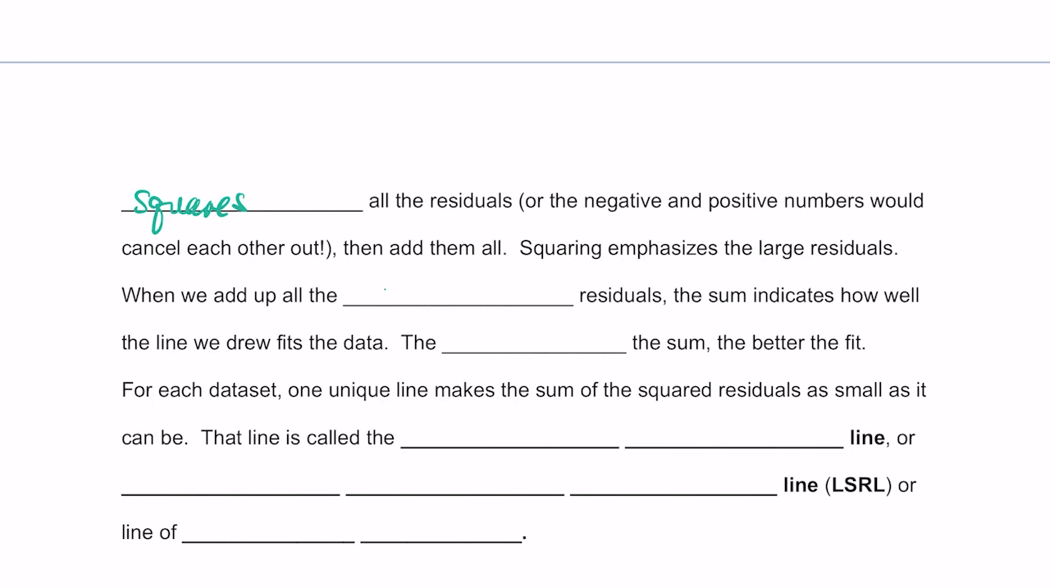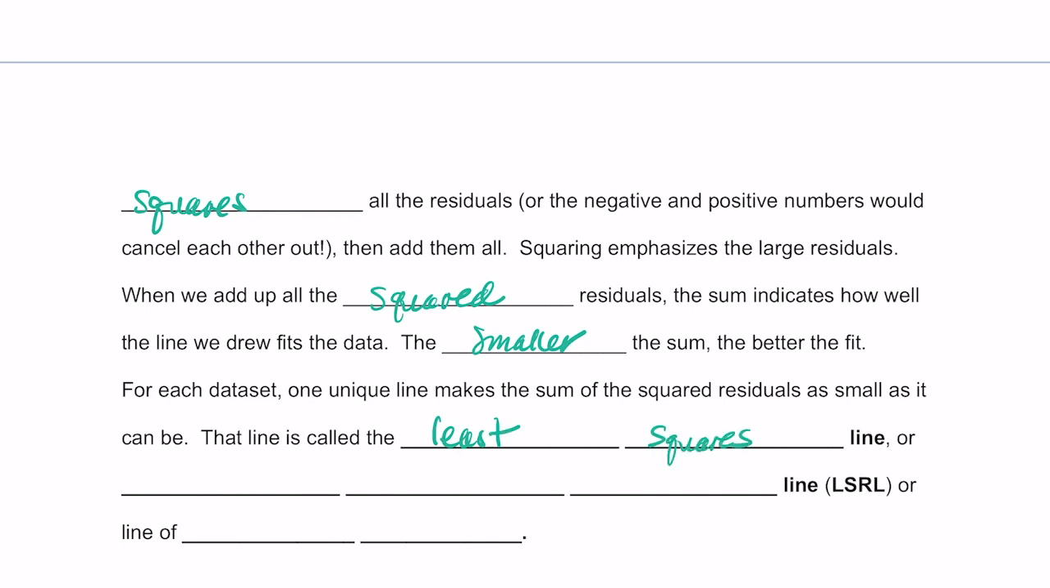And when we add up all the squared residuals, the sum indicates how well the line we drew fits the data. The smaller the sum, the better the fit, because we want those distances to be as small as possible, since that means the line got really close to the actual or observed values. For each data set, one unique line makes the sum of the squared residuals as small as it can be. And that line is called the least squares line.